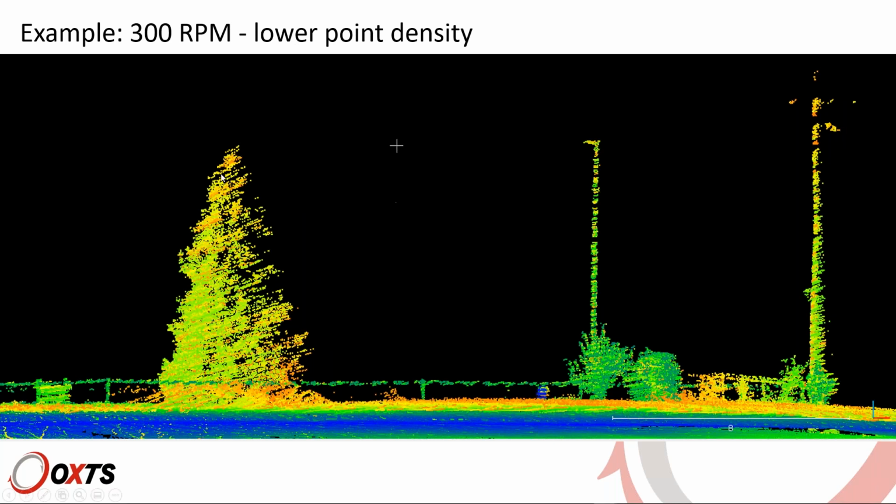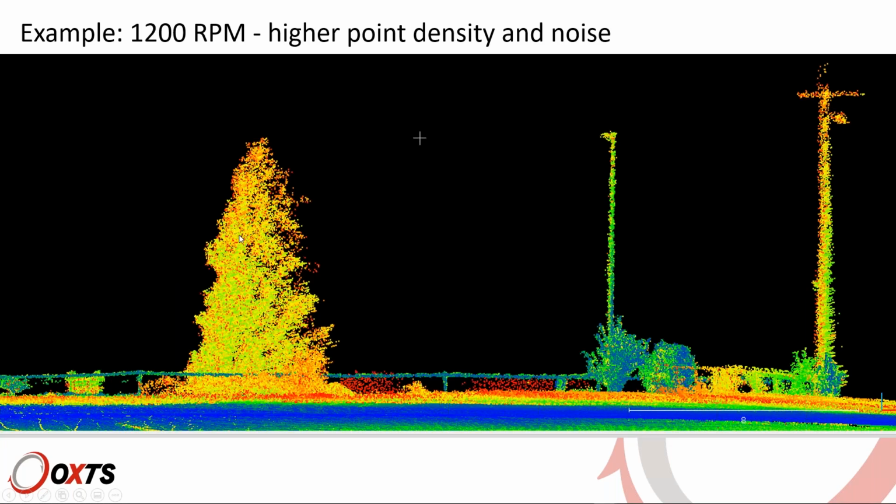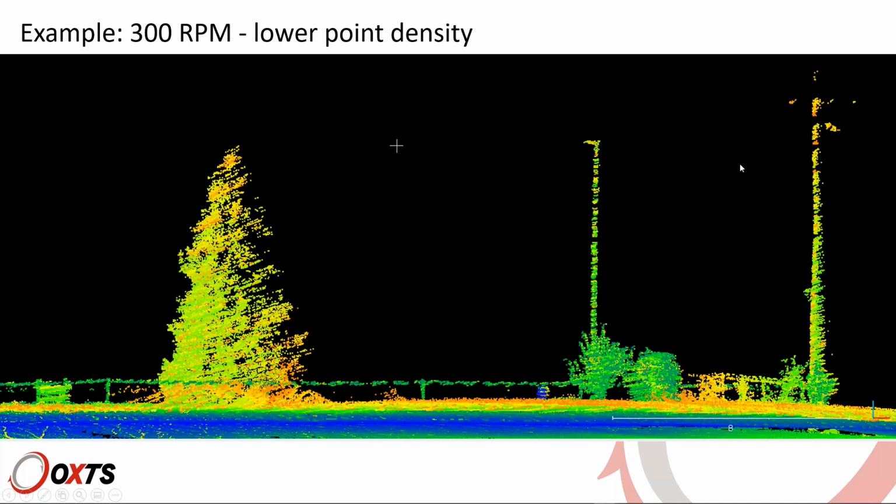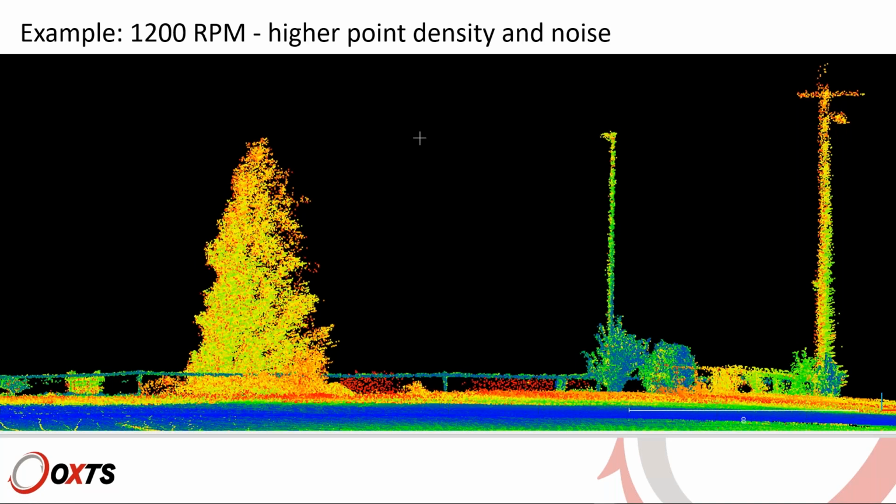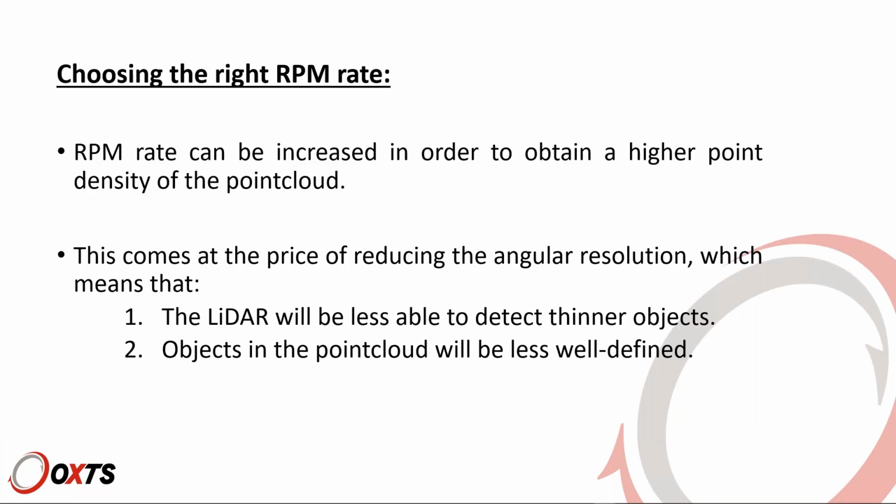Look at the contours of the tree. In this case, they are very well defined. In this case, yes, you have an increased point density. You see the image is more dense, literally, but the contours are noisier. If you look at the fence, at the lamppost, at the pylon, the data is noisier, but it is more dense. So it's basically a trade-off.